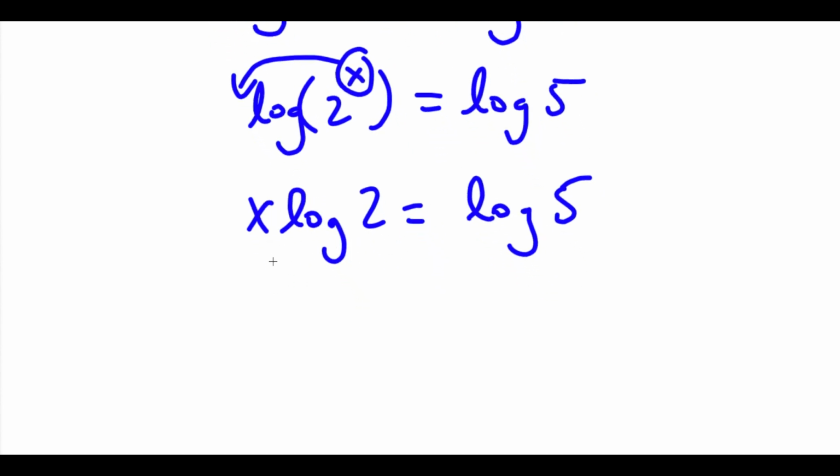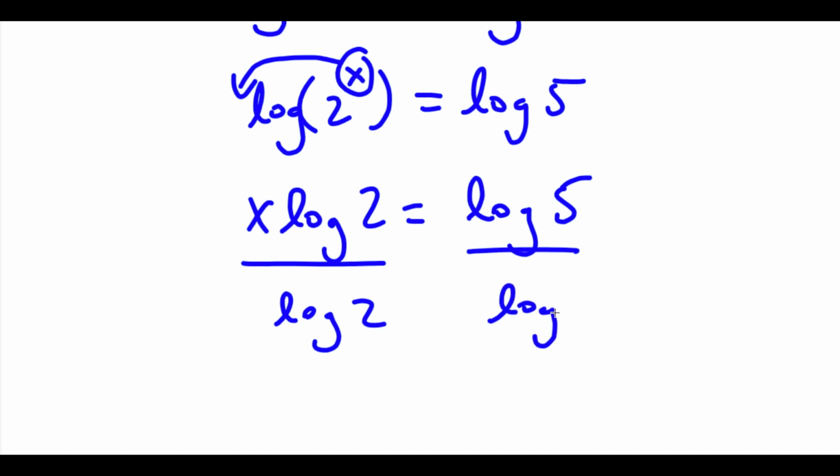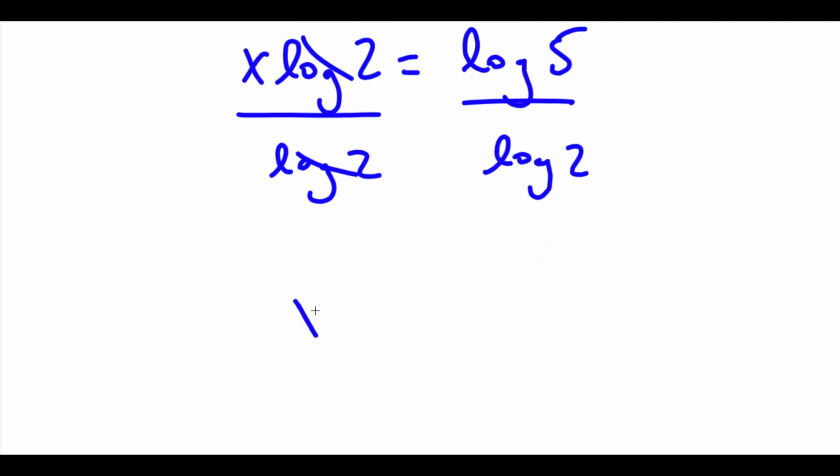Now, solving for x is really simple. All I have to do is divide by log 2 on both sides. Now these two cancel out, and I'm left with x is equal to log 5 over log 2.